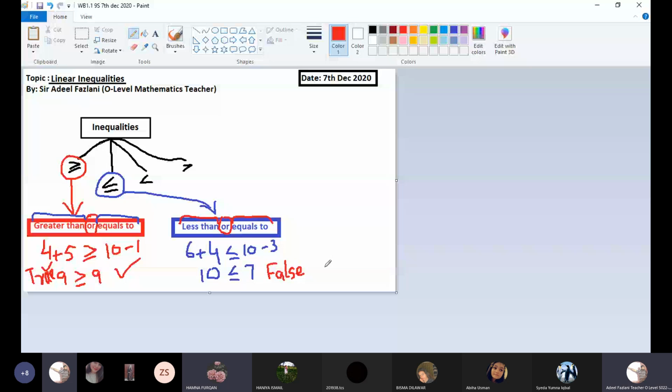Can you repeat your question, please? 6 plus 4 less than or equals to 10 plus 3. That would have been true, right? All right. You're saying if this is 6 plus 4 and it's going to be less than or equals to 10 plus 3, right? So again, 6 plus 4 is 10 and it is less than or equals to 13.